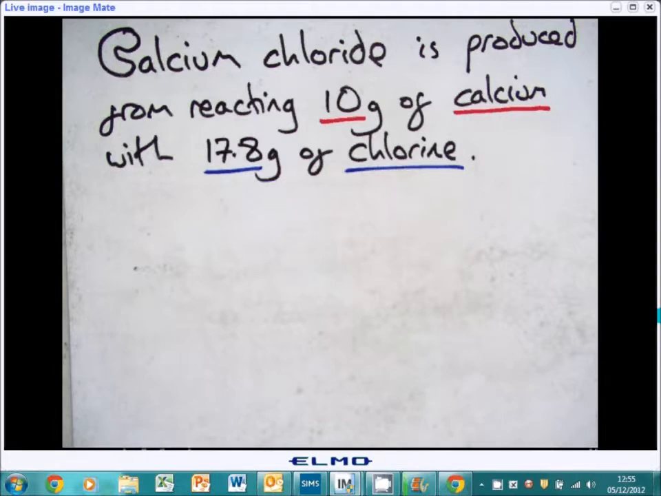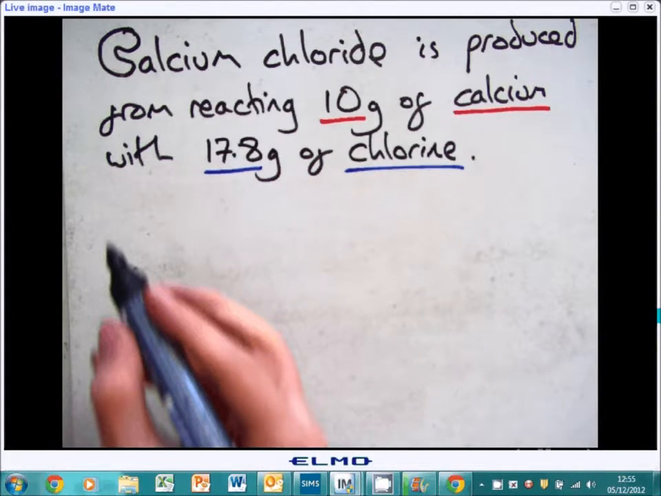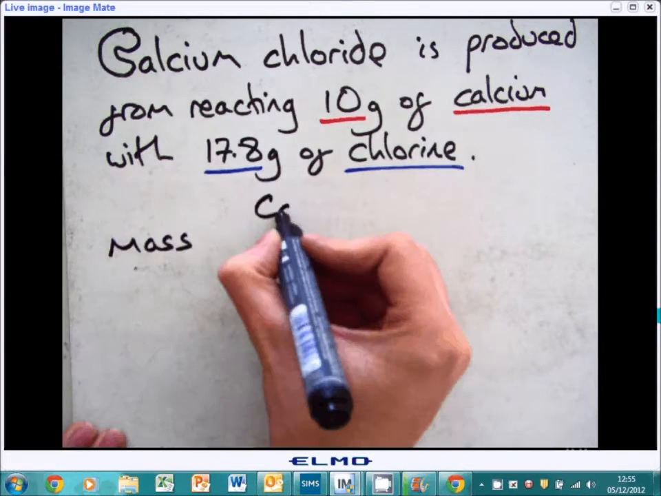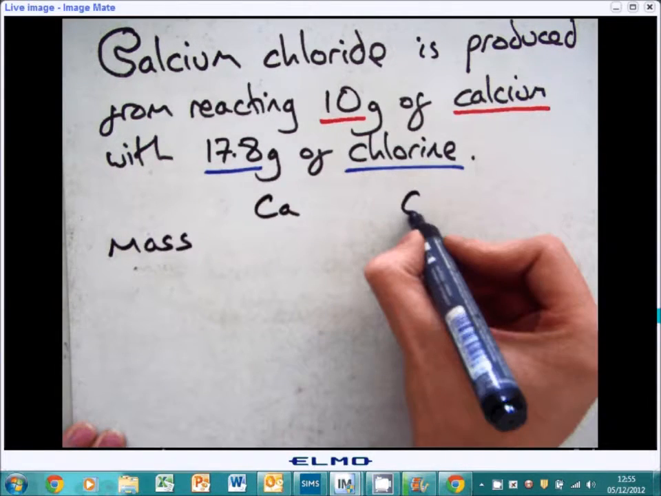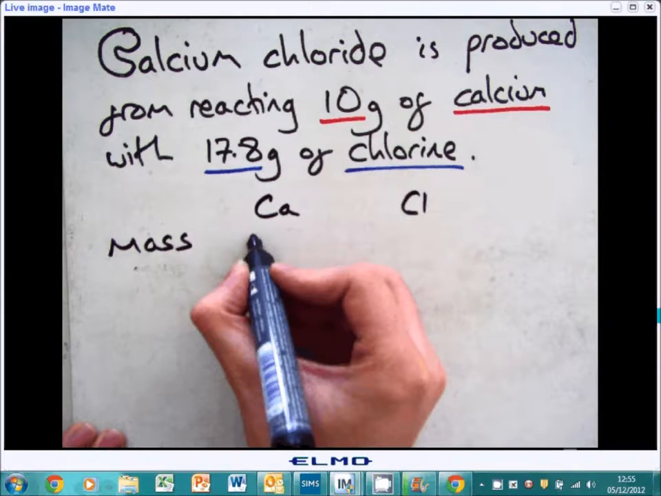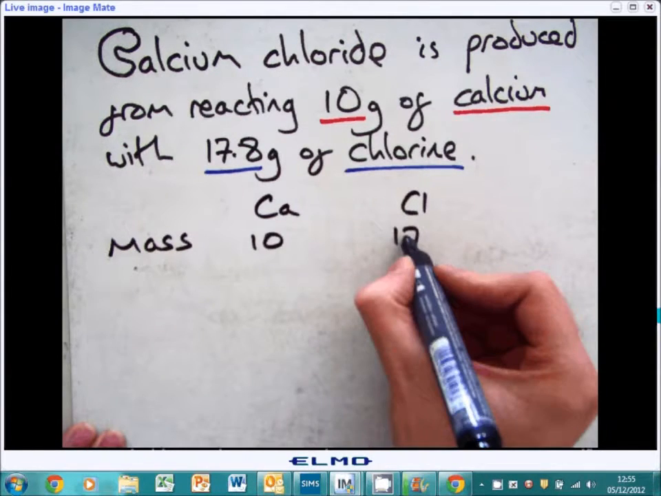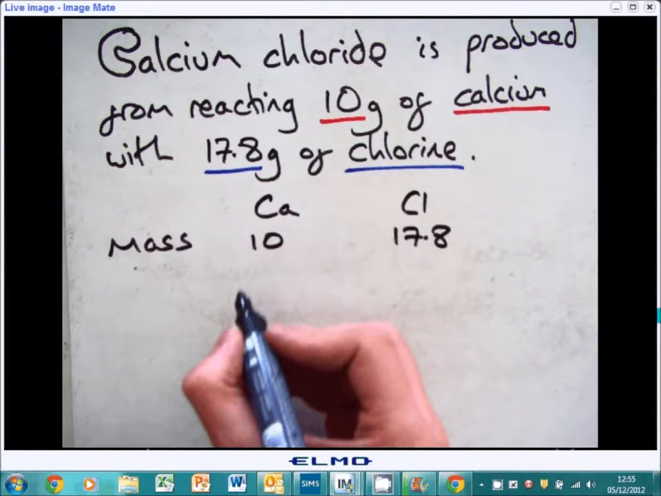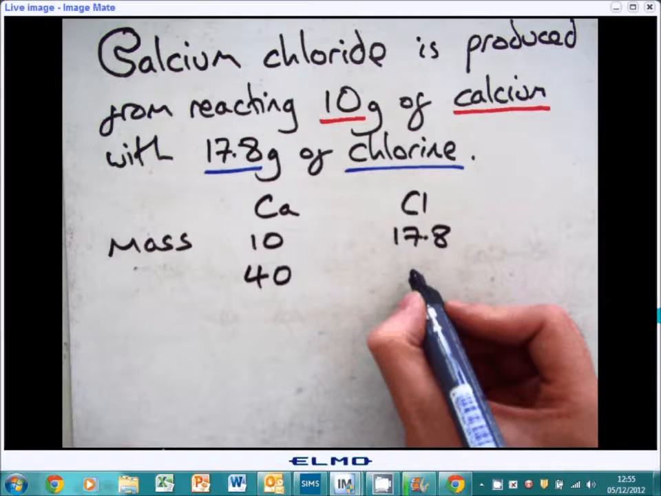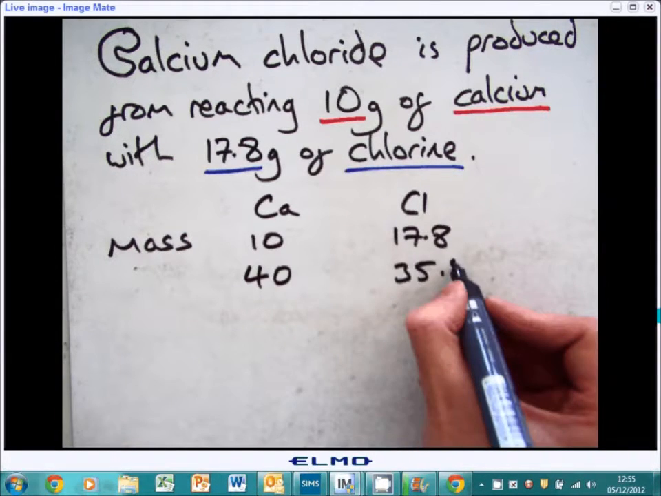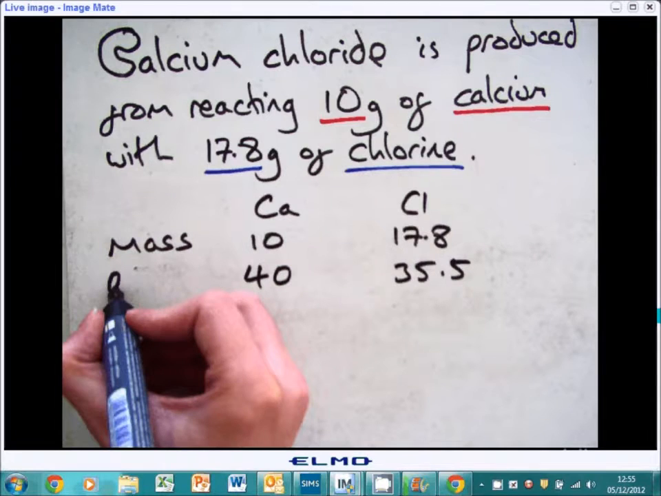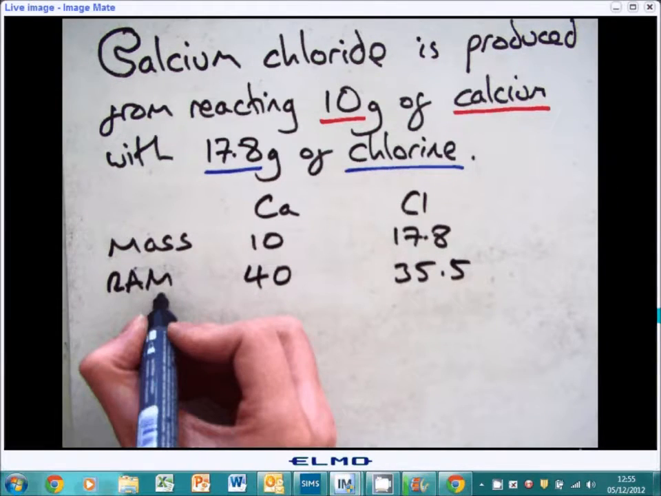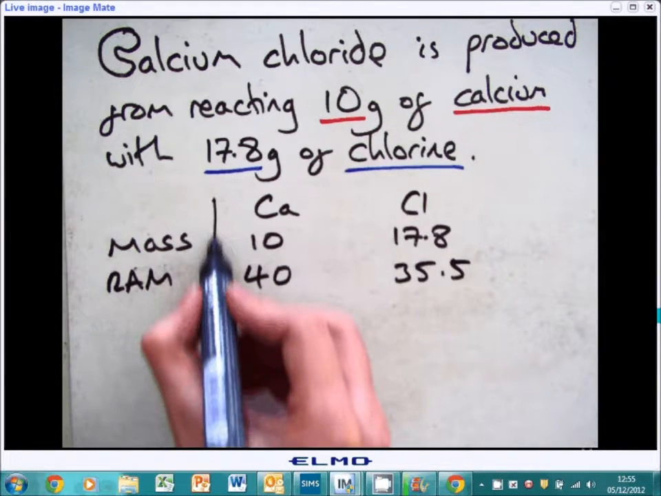The very first thing you need to do is put that information that you now know into a table. So start off with the mass that you know. We've got calcium and we've got chlorine. The second thing you need to do is write down the atomic mass of each of them. So in calcium's case 40 and in chlorine's 35.5. Relative atomic mass.